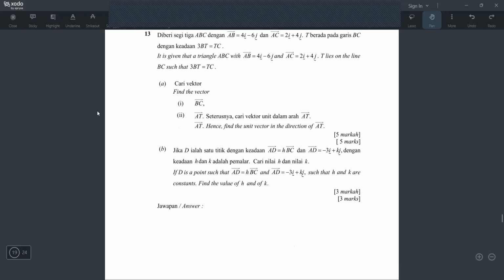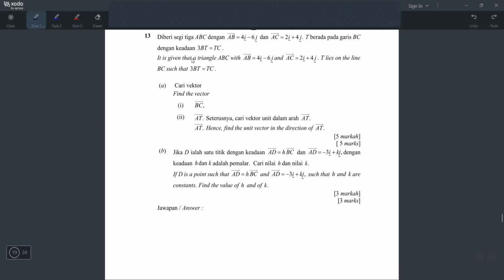Okay, number 13. Let's read the question. Given that a triangle ABC with vector AB is 4i minus 6j. Okay, if it's ij vector, means this is coordinate vector. And you need to know i is for pergerakan yang kiri kanan, right? And j is for pergerakan yang atas bawah. So I repeat, i is for the horizontal movement, j is for the vertical movement.